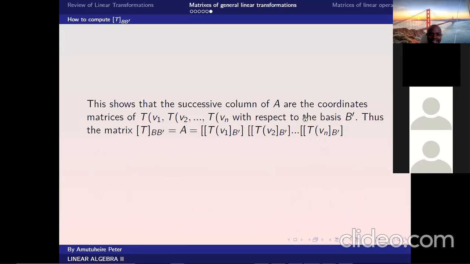There is a close bracket here, close bracket here, close bracket here. This is a typo with respect to the basis. So this shows that the successive columns of A, the matrix that we get, will be coordinates of matrices of this and that. And thus, the matrix T_BB', which is A, which we are interested in, is going to be made of the column here and the column here, so they give us what we call that matrix.